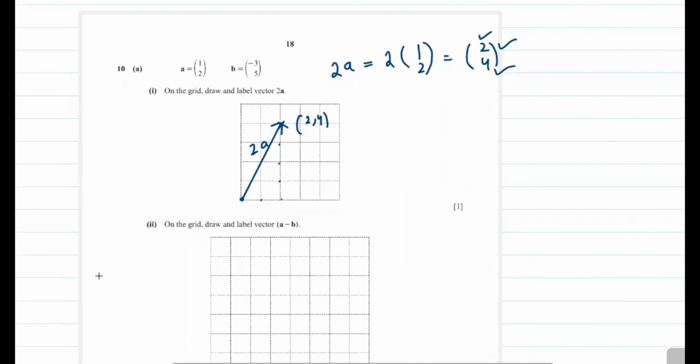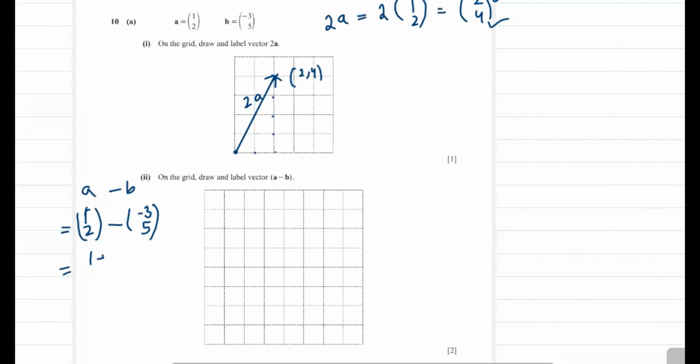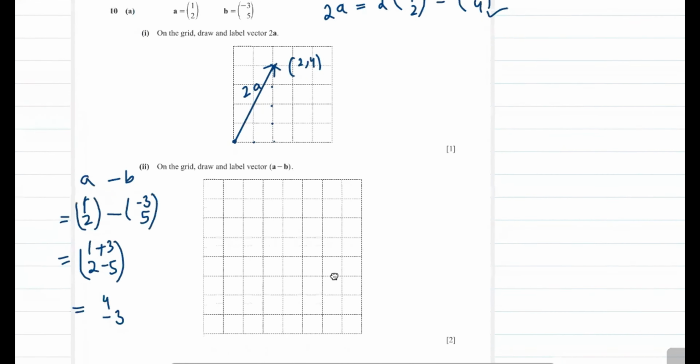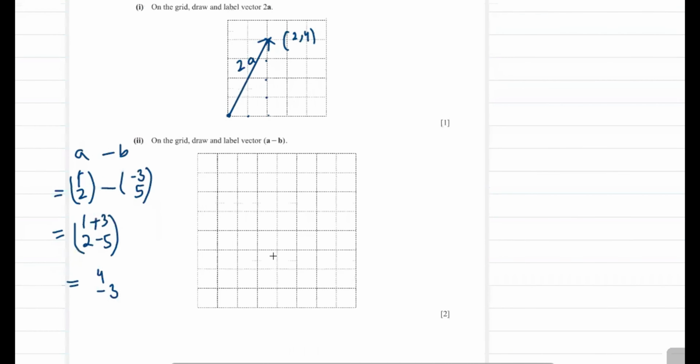And next is on the grid, a minus b. First, you see that a is equal to (1, 2) and b is equal to (minus 3, 5). Now you take the difference, a minus b can be written as 1 minus minus 3, that becomes plus 3, and 2 minus 5, so the value will be equal to (4, minus 3). Now we draw the graph here. Suppose that is the origin. Firstly, we move 4 units horizontally: 1, 2, 3, 4, rightward. And minus 3, we move 3 units downward: 1, 2, 3. This is the point, and we join the origin to that point.